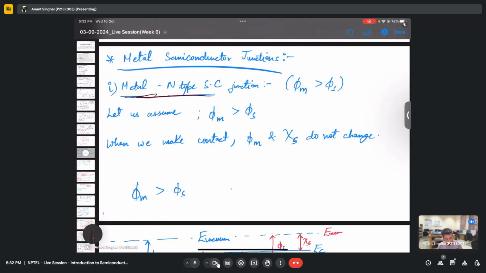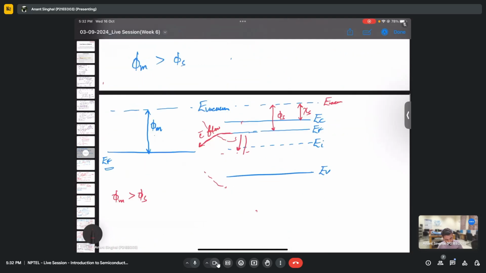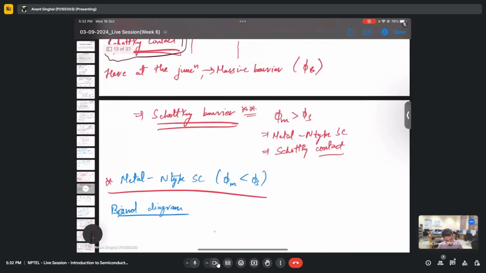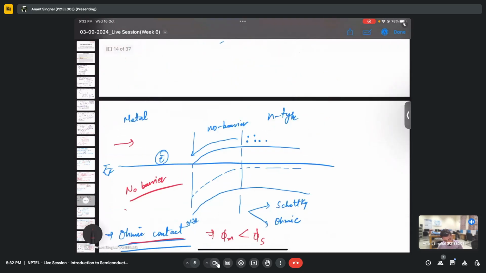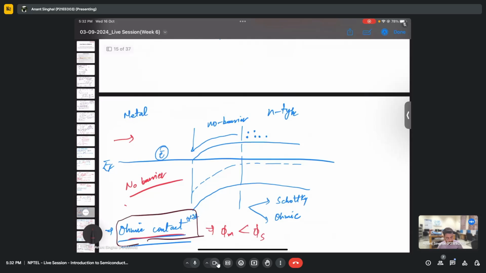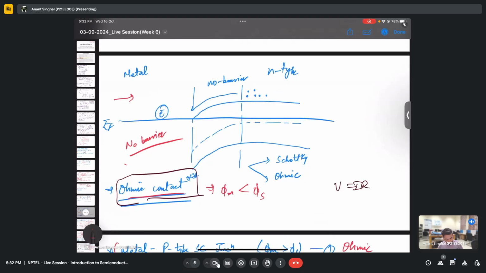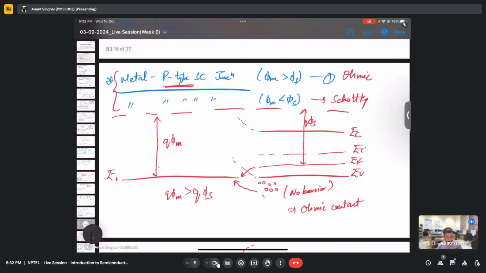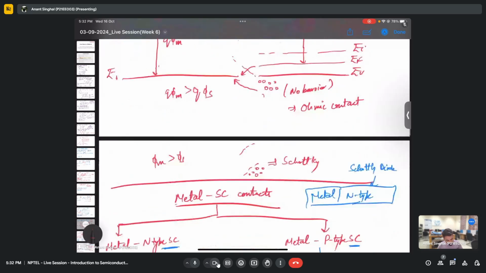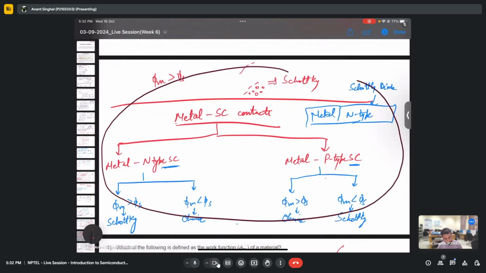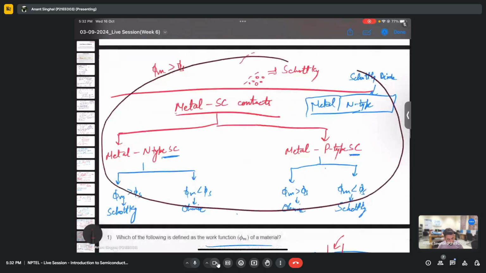So we have a metal n-type semiconductor junction in which phi m is greater than phi s. That was leading us to an energy barrier, which we named the Schottky contact. And if there was no energy barrier, then we named it the ohmic contact, that is, there is a continuous flow of electrons. Ohmic means V equals IR. The current flow will never stop. We did the cases for p-type metal too, and this was a basic summary of all that we have.